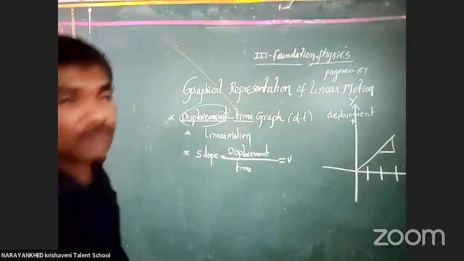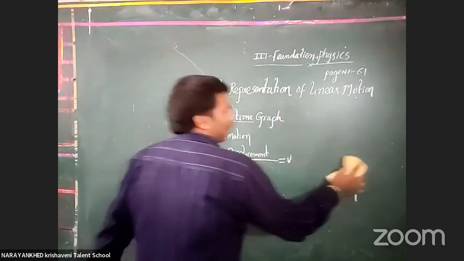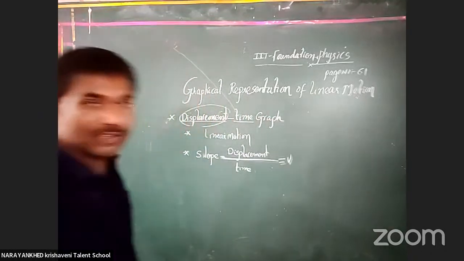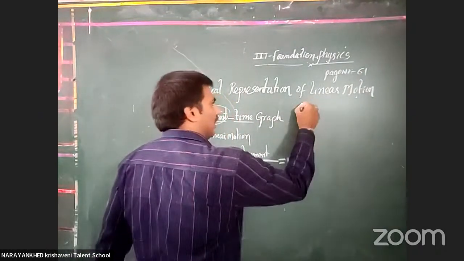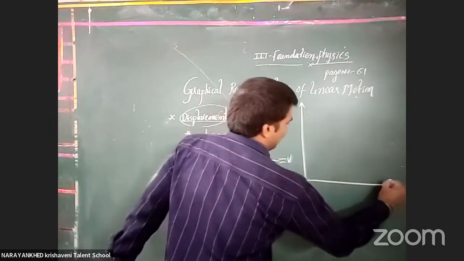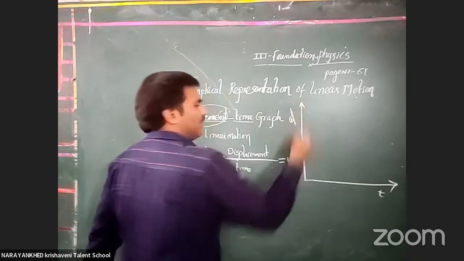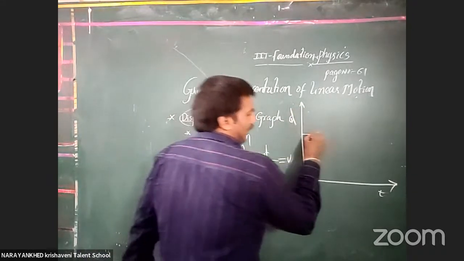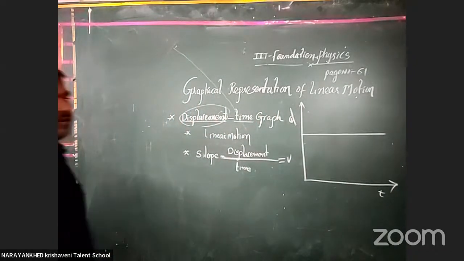The first graph is taken as what here? Displacement and time are taken parallel with one another. One graph will look like this, with time on one axis and displacement on the other. Now suppose one line is parallel to our time axis.